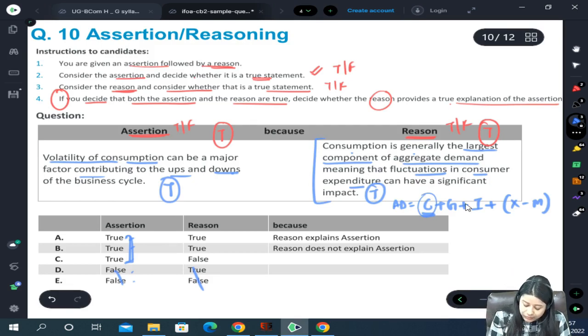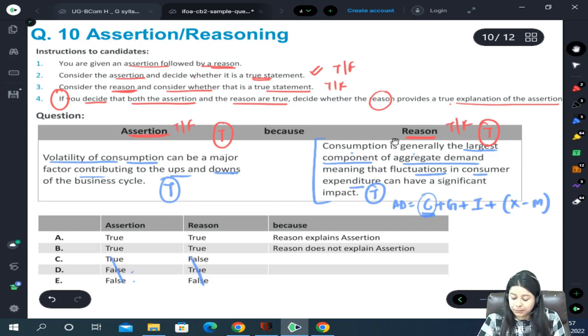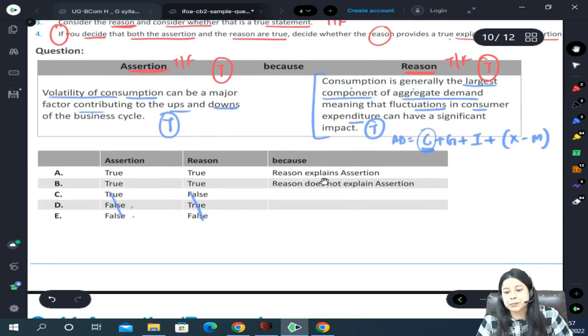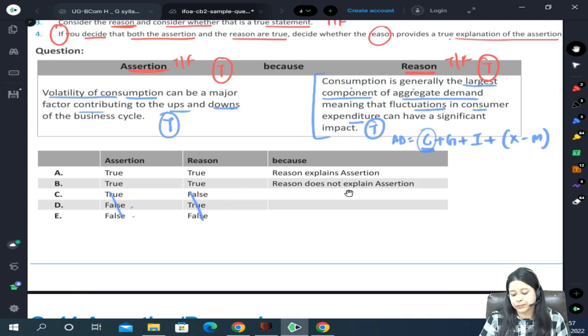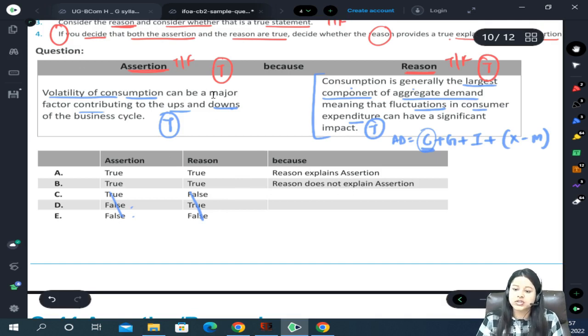So now when both of these are true, you are left with just 2 options. Forget everything else. Now comes the very, very tricky part: whether your reason explains the assertion or does not explain the assertion. The assertion is that changes in the volatility of consumption is the major reason for the business cycle ups and downs. And your reasoning is that consumption is the major part of aggregate demand, and aggregate demand is nothing but the change in your business cycle, right? So definitely in this case, your reason explains the assertion.